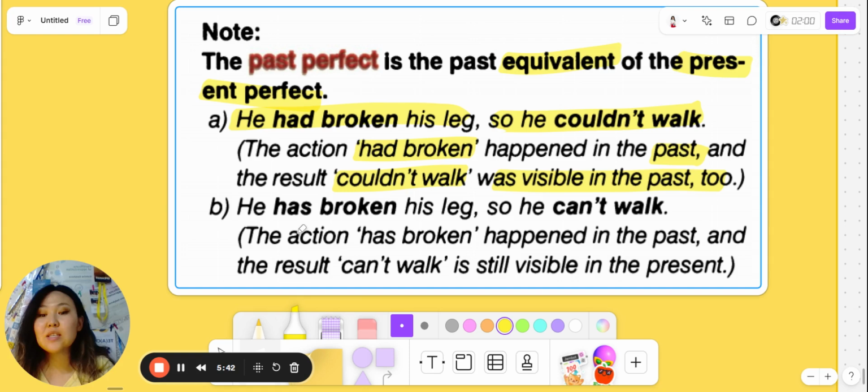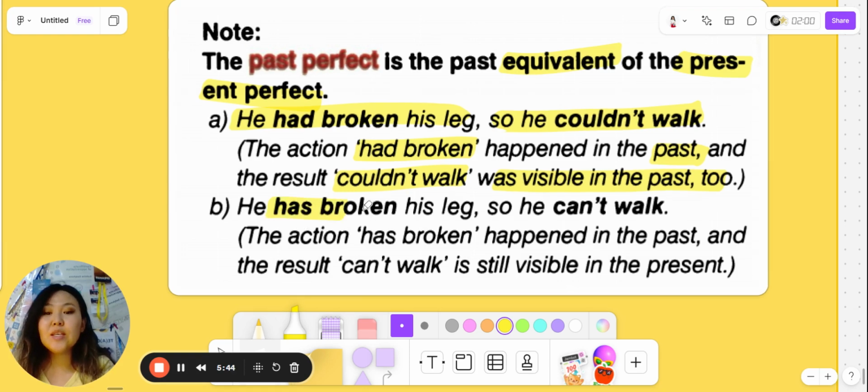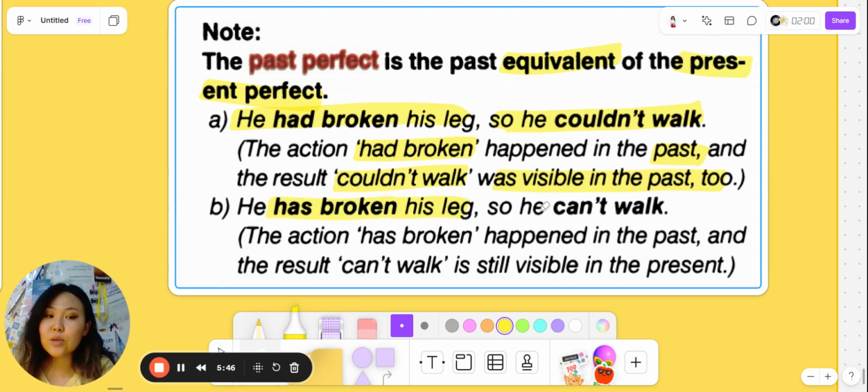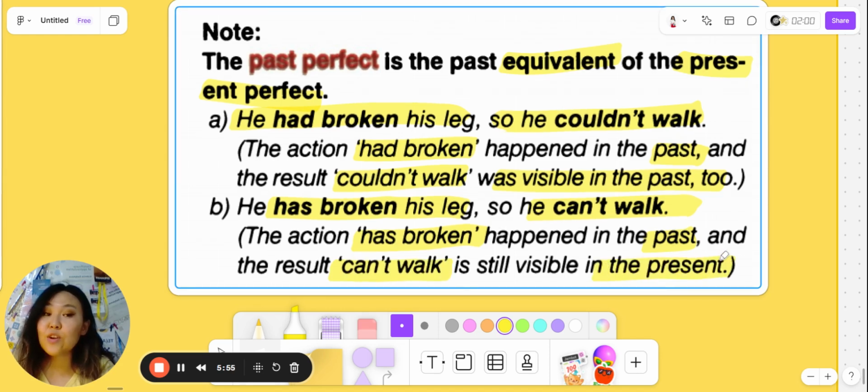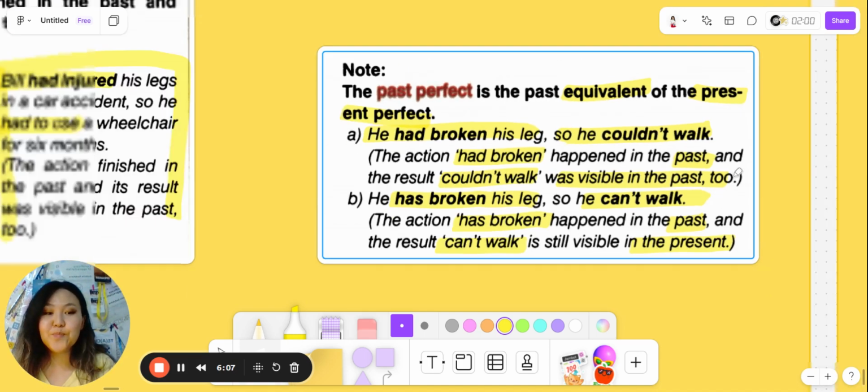And here we are just comparing it with present perfect. He has broken his leg, so he can't walk. The action, has broken, happened in the past, and the result, can't walk, is still visible in the present. So this is the main difference, because in the first one we have past action, past result, but in this one, past action, but the present result.